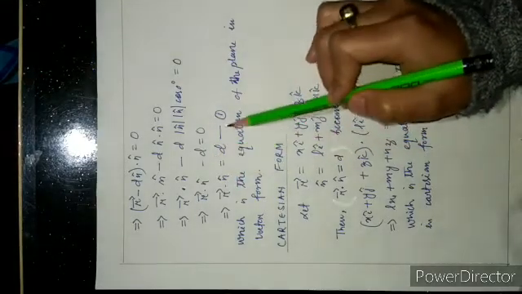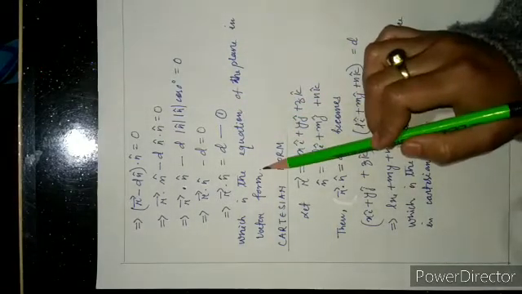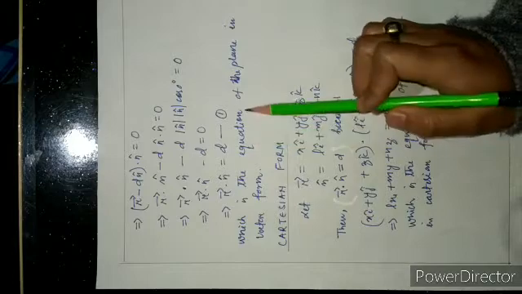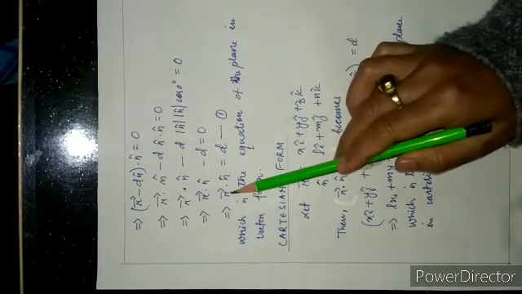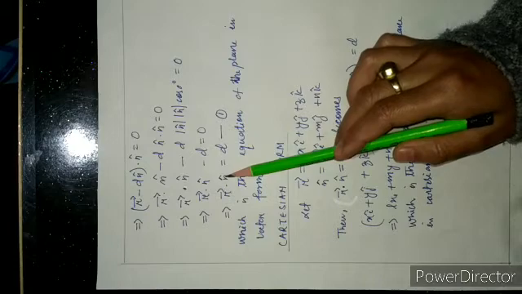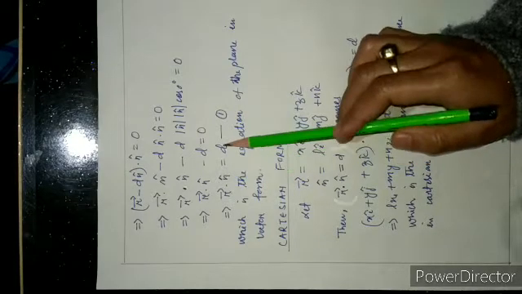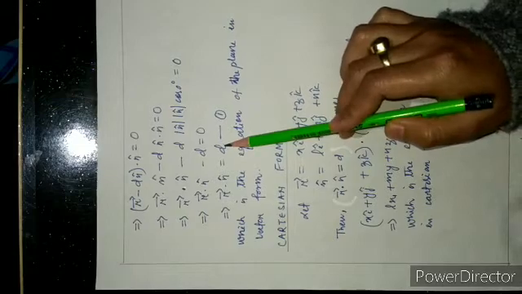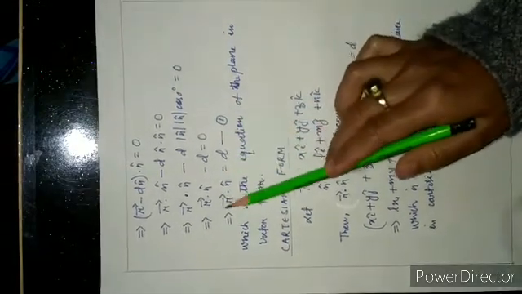Transposing d, we get equation 1, which is the equation of the plane in the vector form. This is the vector equation of the normal form. In the normal form, R vector is the position vector of any point on the plane, n cap is the unit vector normal to the plane, and distance d is the distance of the plane from the origin.